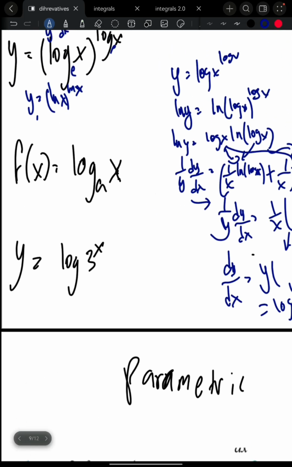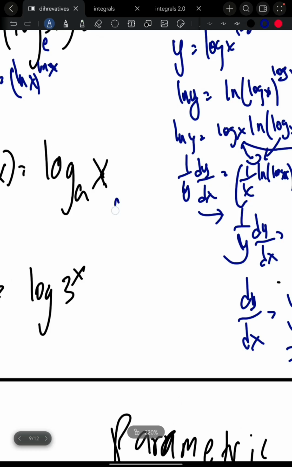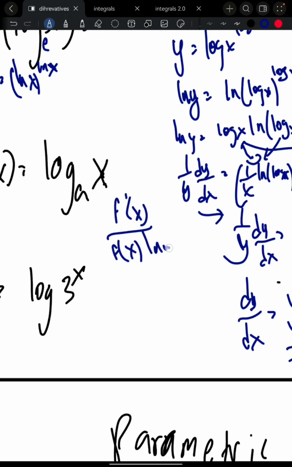log a of x, we know the answer, right? It's just f prime of x divided by f of x times ln of a. For this, f prime of x is just 1, because the derivative of x is 1, f of x is just x, ln of a is just ln of a, so that's the answer.